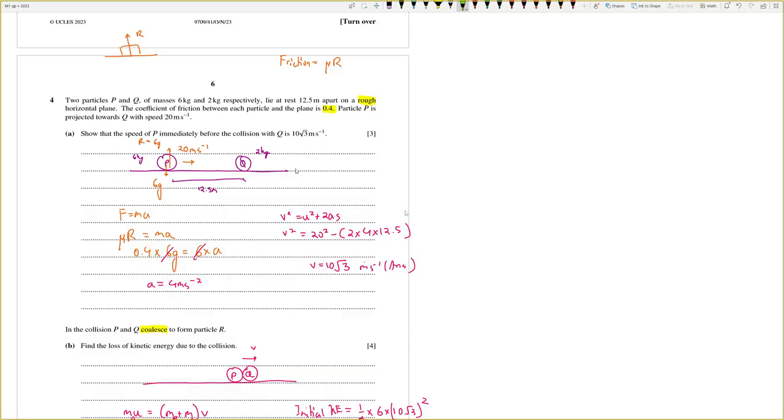Now in the collision, P and Q actually coalesce. What does that mean? They turn into one combined particle. They stick together. So the combined mass has now increased. Find the loss of kinetic energy due to the collision.